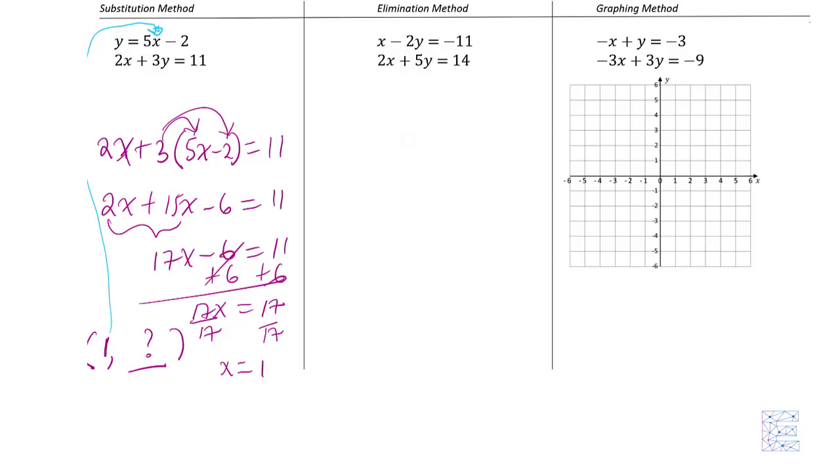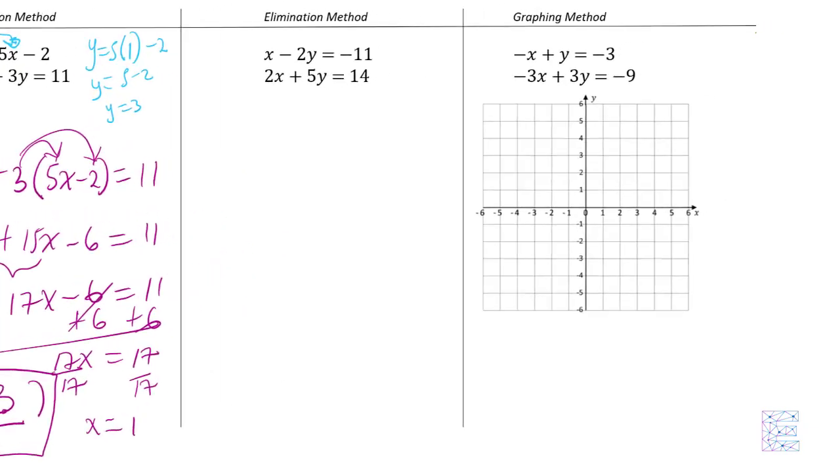We would have y equals 5 times 1, because we just found out that x is 1, minus 2. So it becomes 5 minus 2. Therefore, y is 3. So when x is 1, y is 3, which means the solution to that system is (1, 3). This would be the answer to that system.